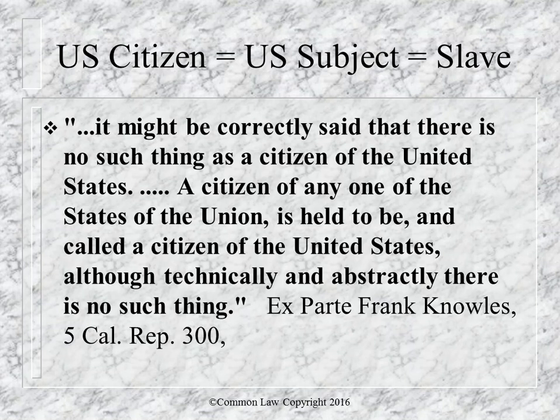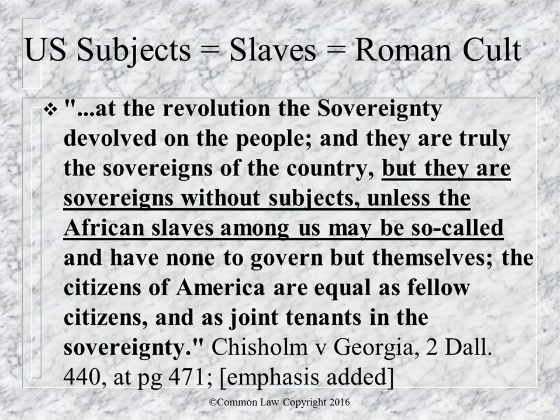It might be correctly said there's no such thing as a citizen of the United States. A citizen in any one of the states of the Union is held to be called a citizen of the United States, although technically and abstractly there is no such thing. At the Revolution, the sovereignty devolved on the people, and they are truly the sovereigns of the country, but they are sovereigns without subjects, unless the African slaves among us may be so called. So the point I want to make here is that subjects are slaves. Okay? That's the point. I don't particularly like the race issue, but I wanted to bring up the fact that subjects are slaves.